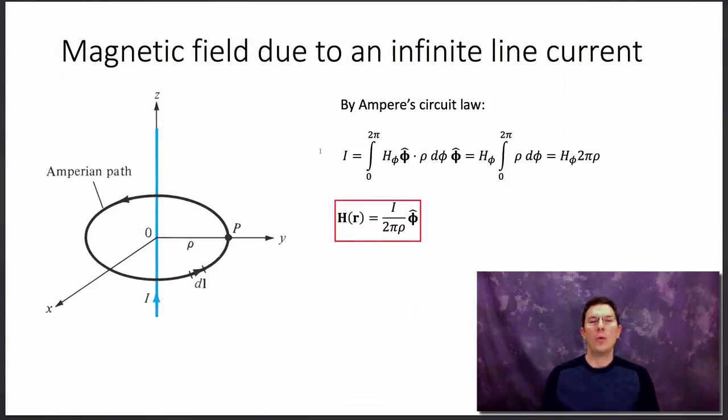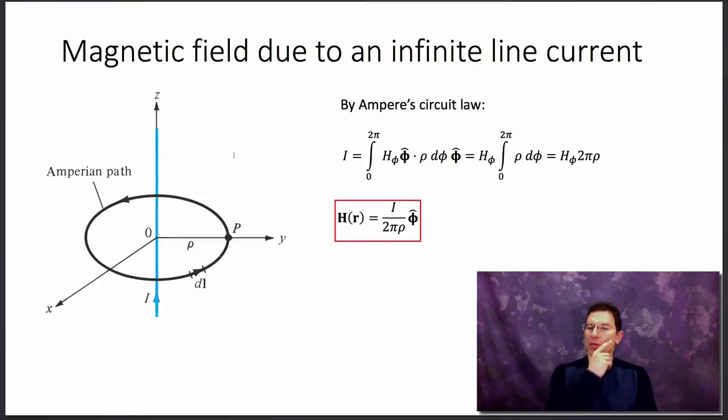Well, let's see how we can use Ampere's circuit law to solve some practical problems. The first one I'd like to look at here is the magnetic field due to an infinitely long line current. So let's imagine here that we've got a wire, essentially, that's aligned with the z-axis. It's of infinite length and it carries a current I amps, capital I amps, right?